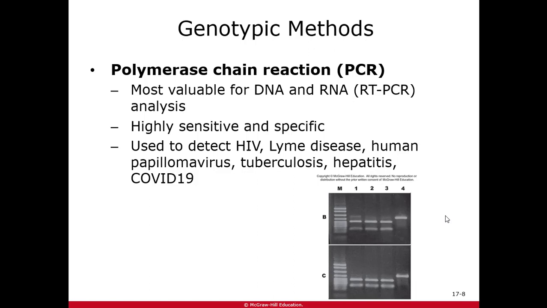It's highly sensitive and highly specific. It's highly sensitive, meaning it can detect a very small amount of a microbe that's present. It's very specific because you're detecting the DNA specifically of that organism. So there shouldn't be any other conflicts or question on positive reactions. So we use PCR all the time to detect HIV, Lyme disease, HPV, tuberculosis, hepatitis, and even, yes, COVID-19.